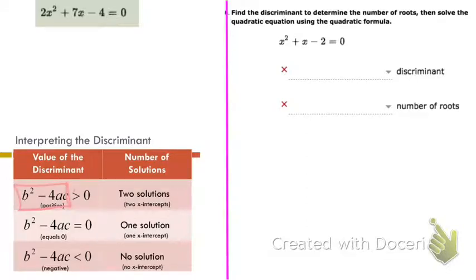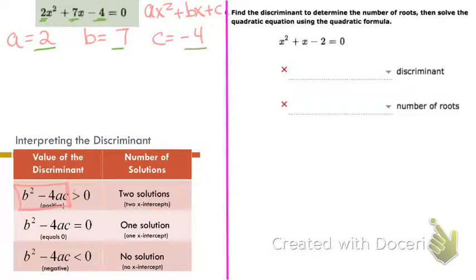What you need to know is that the number in front of the x squared is the a, the number in front of the x is the b, and the number at the end is the c. So in this case, a is 2, b is 7, and c is negative 4. I'm just looking at the number in front of the x squared, the number in front of the x, and the number at the end.